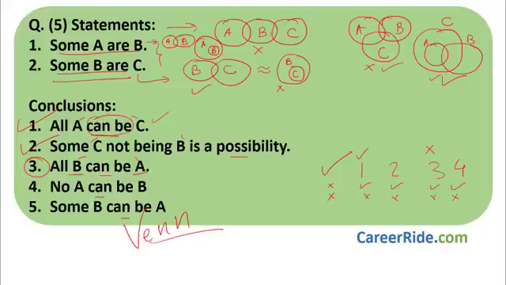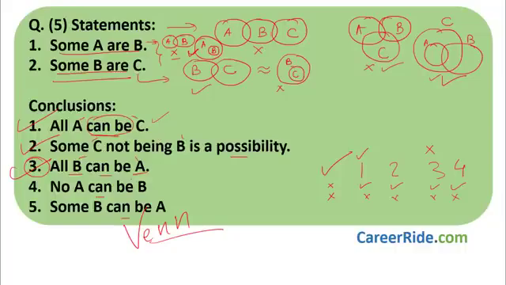In this case, all B can be A. Is it possible? No. In this case, all B can be A. Is it possible? Yes, it is possible. We can say all the B can be A, plus this conclusion or this statement also holds true that some part of A is B. So we got one situation where it is possible, one situation not possible. That means this conclusion has to be correct.